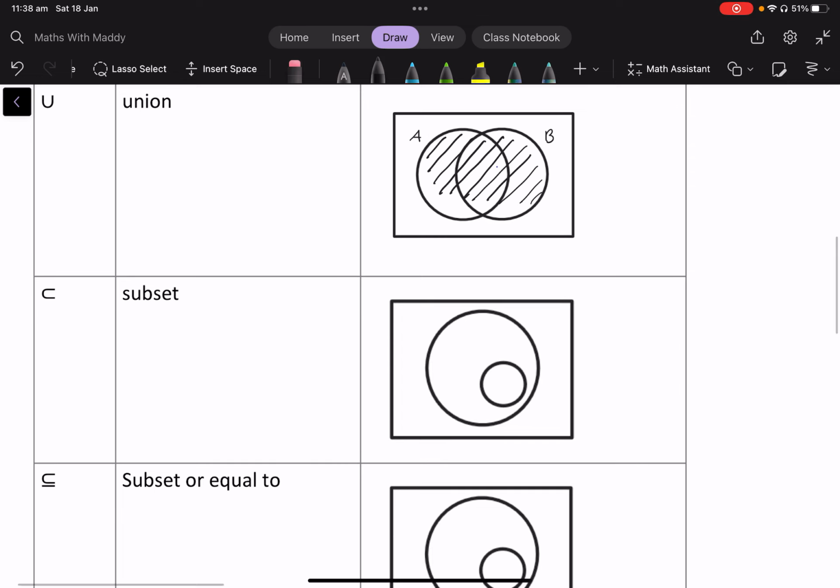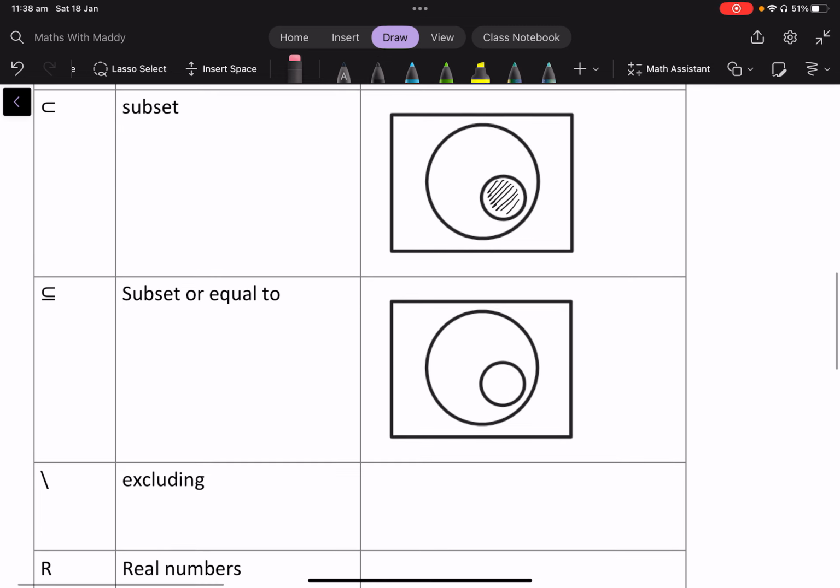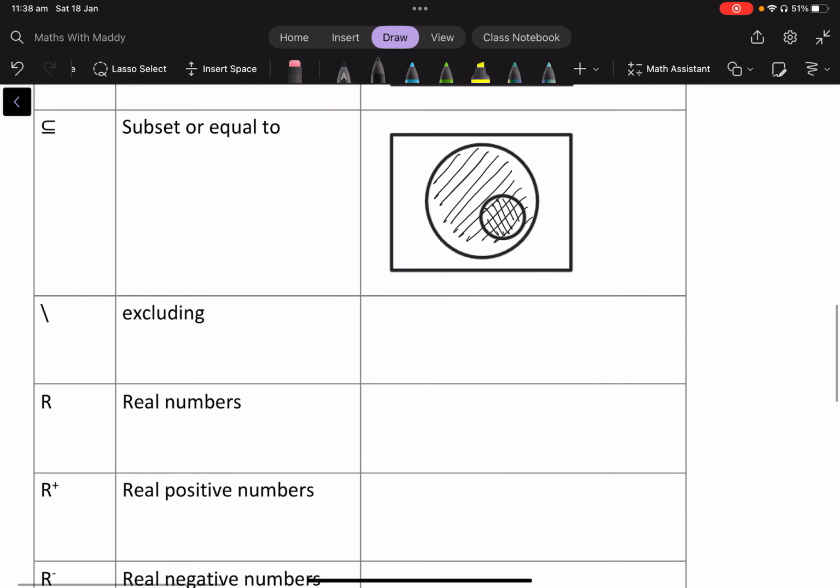Then we have subset. So this refers to a set of values being within a greater set. So this small internal circle refers to the subset. Subset or equal to refers to anything within the greater set, the larger set, the outer set. Anything in here, either the subset or the entire set.